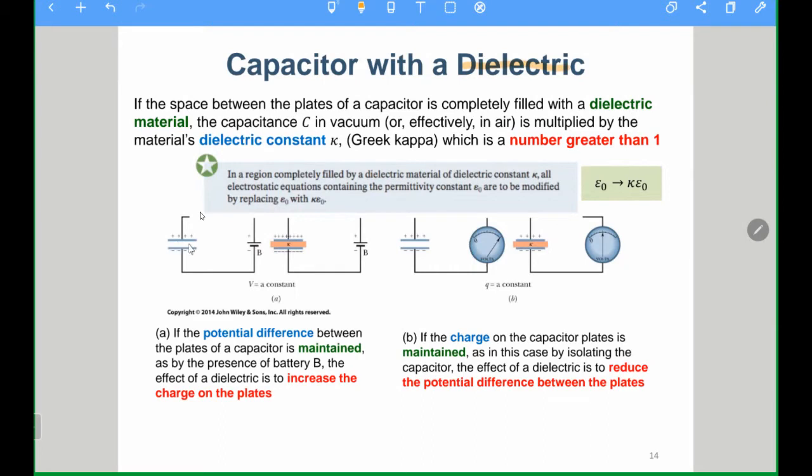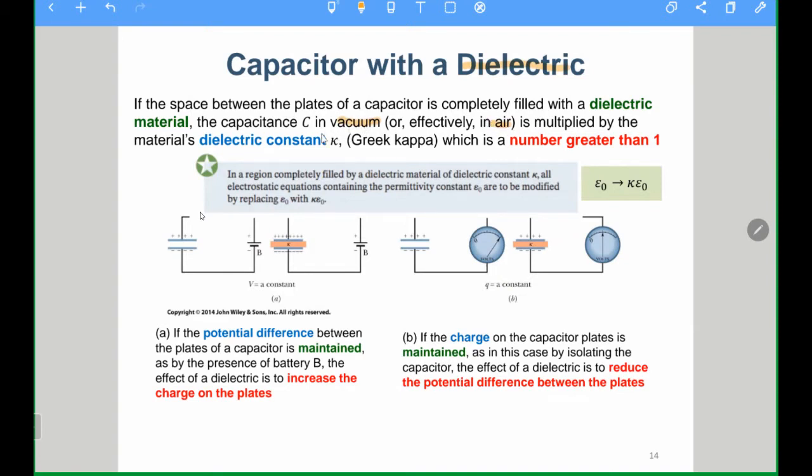Originally, we assume in between it is vacuum, or if it has some air inside, then these two cases are quite similar. Although if you really check it in the book, there is a very, very tiny difference. Maybe the first significant digit after the decimal point, then they'll be different. But generally we can regard the electrical property for vacuum and air as the same.